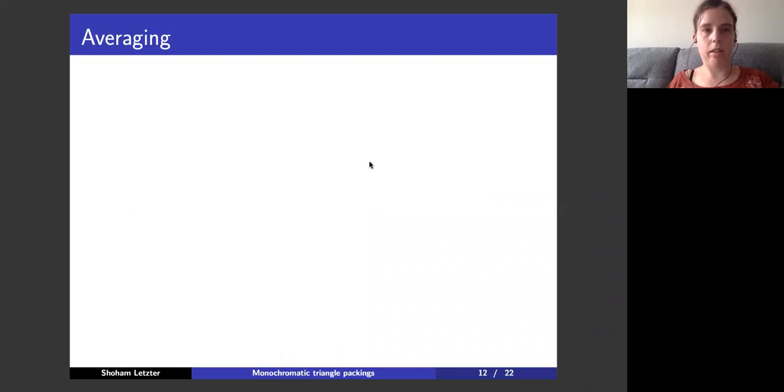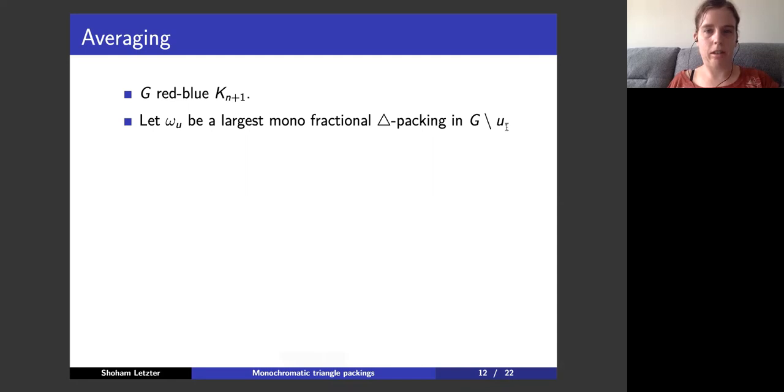The first thing that you might want to do is this averaging idea. Here is how it goes. We start with the red-blue K_{n+1}, G. Then for every vertex u in G, I look at G minus u, which would be a red-blue K_n. I take ω_u to be the largest monochromatic fractional triangle packing in this smaller graph. And then I put them all together: I look at the sum of all these ω_u's and divide by n minus 1. This is not quite the average, because I have n plus 1 of them here and I divide by n minus 1, almost.